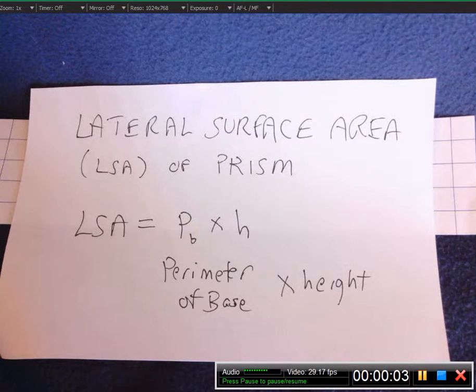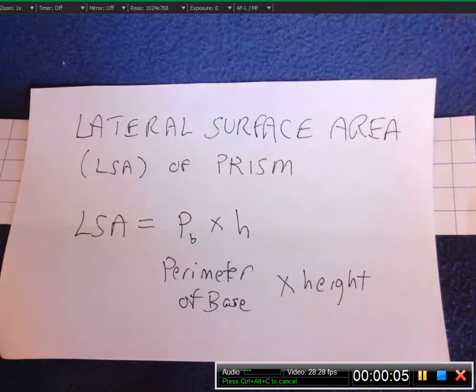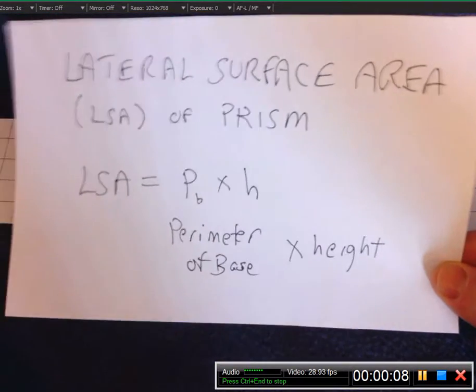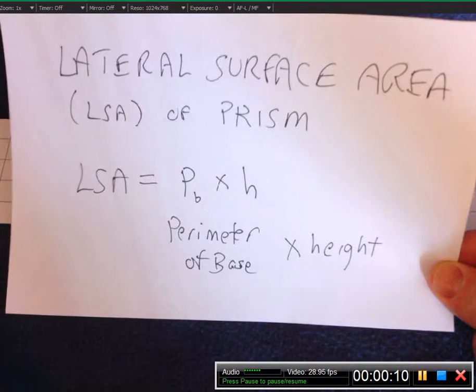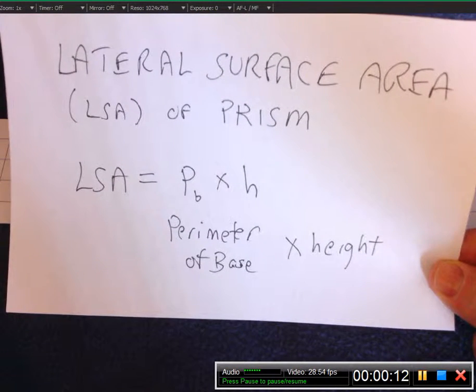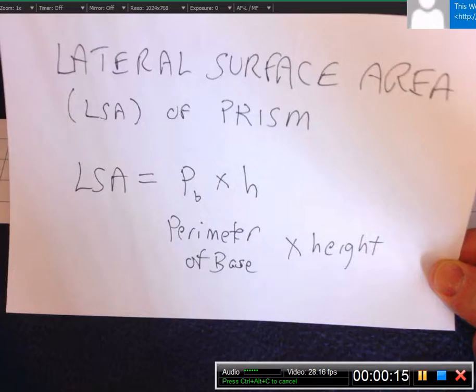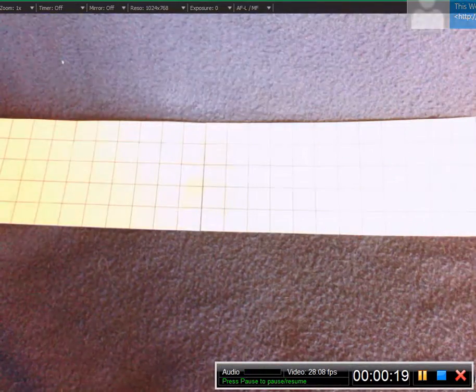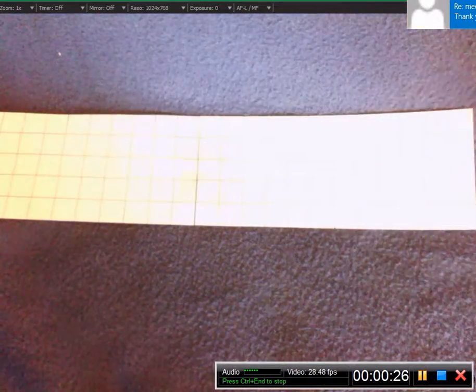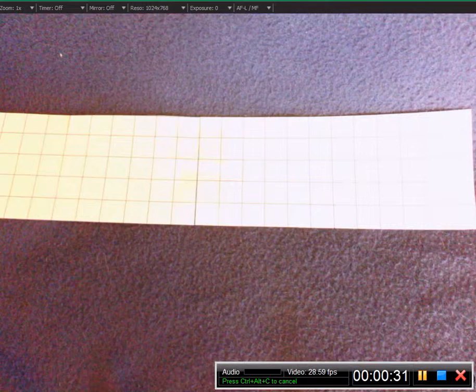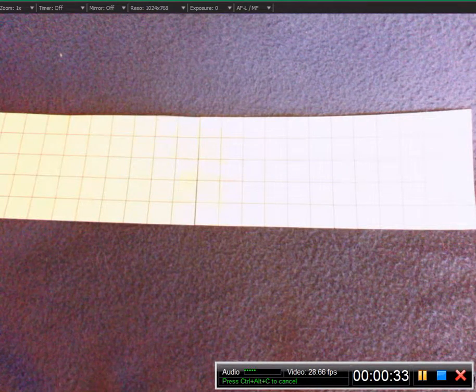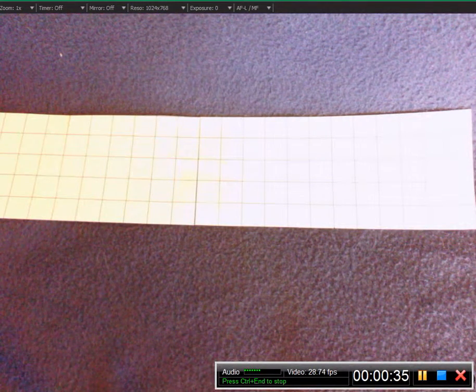Okay, we're going to look at the lateral surface area of a prism. We know from the formula that we can get the lateral surface area by doing the individual faces or by multiplying the perimeter of the base by the height. For example, here's a rectangle and its dimensions are 24 blocks by 5 blocks, making a total area of 5 times 24, which is 120.